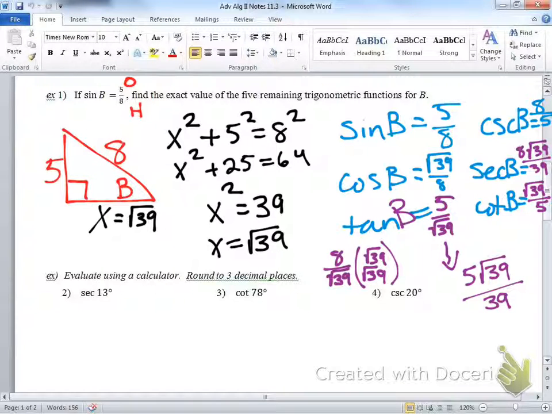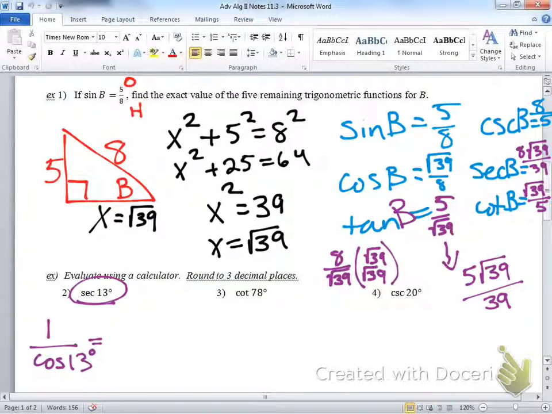Remember, these new 3 trig functions are the reciprocal of the original 3 trig functions. So this is 1 over sine 13. Secant does not go with sine. It's cosine. You'd think they do because they both start with S's, but it actually flip-flops. So 1 over cosine 13.